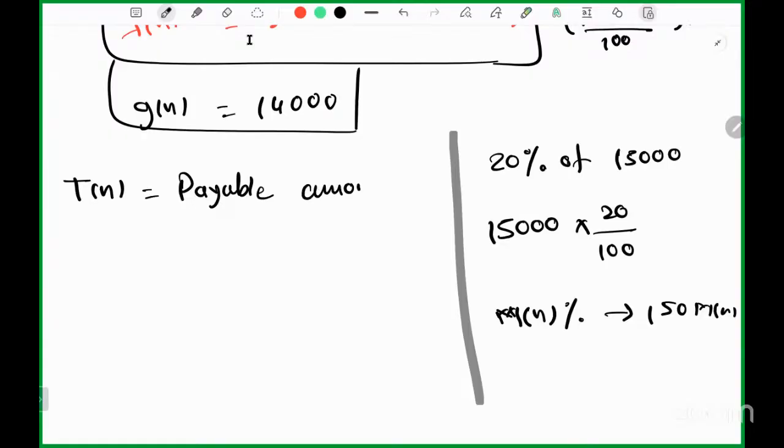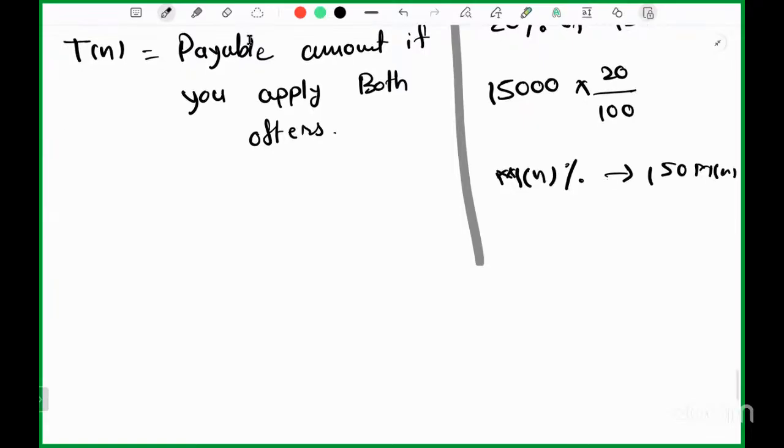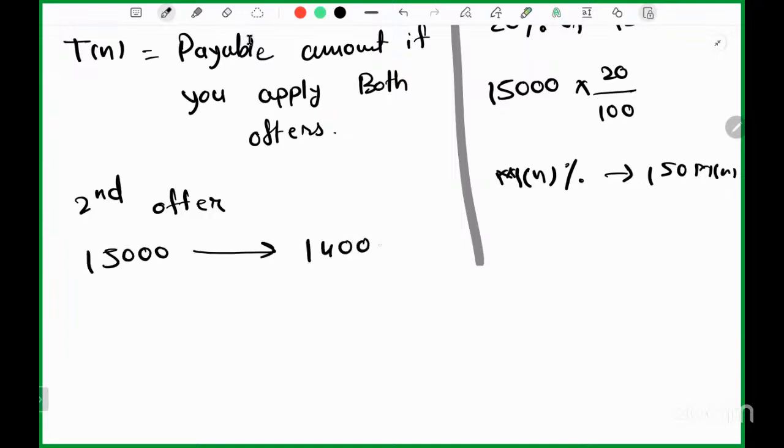Payable amount 140, if you apply both offers. Right. So if you apply the second offer, the total payable amount now reduces to 14,000. Then you have to apply MN% of 14,000 now. So that means if you apply the second offer first, then the total payable amount will reduce from 15,000 to 14,000. And now on this, you have to apply the first offer.